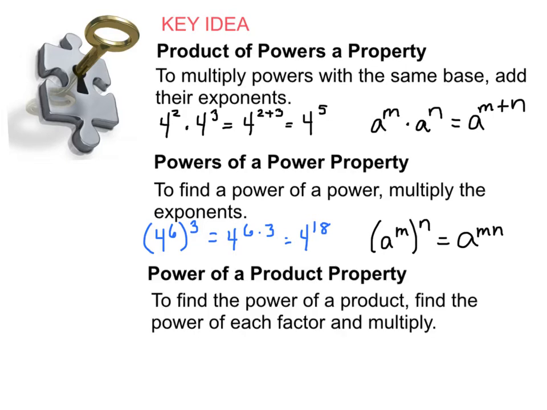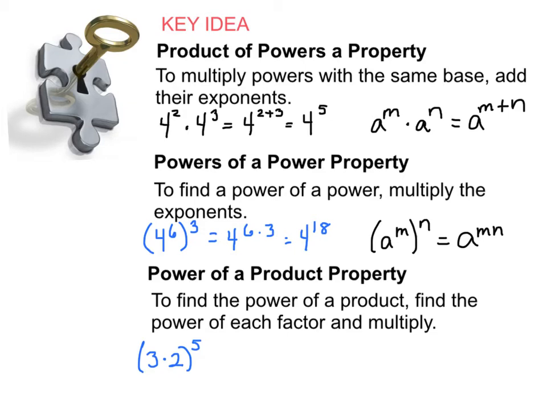Now, if you're taking the power of a product, which basically means you're using both of these together, to find the power of a product, find the power of each factor, and then multiply. So for example, in math terms, you could write 3 times 2 to the 5th power. Now you're going to think to yourself, well, I can take 3 times 2 and get 6, and 6 to the 5th power.